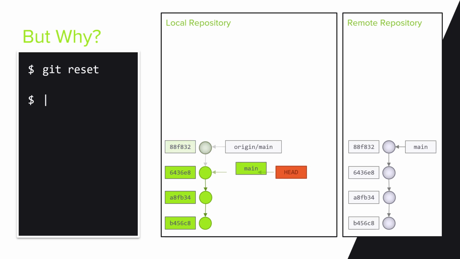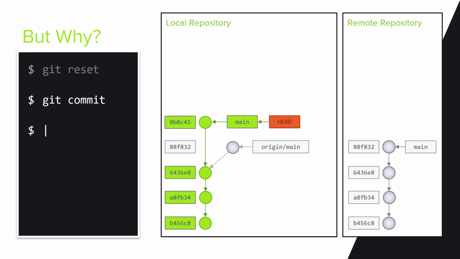Our local main label moved to the commit we reset to. But notice how the remote branch remains unchanged. It still points to the undone commit, both on our local copy of the origin main branch and on origin itself. It doesn't even matter what type of reset we've used.